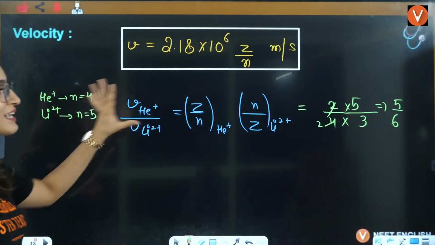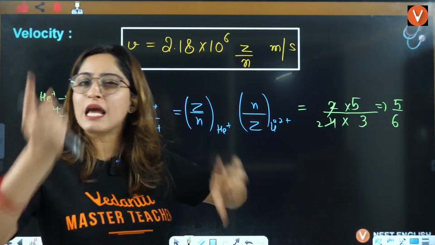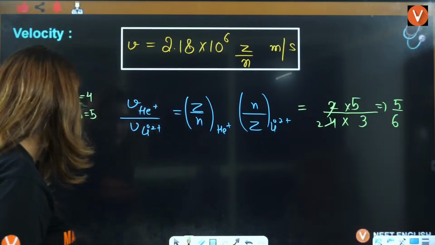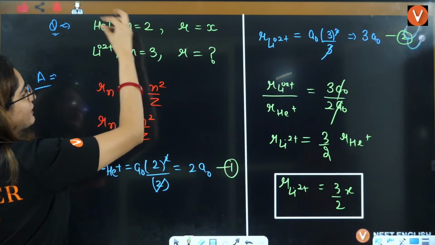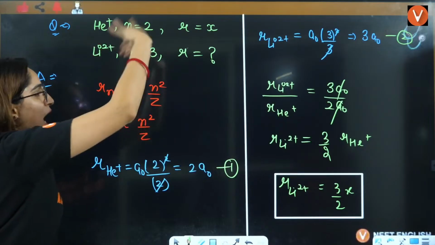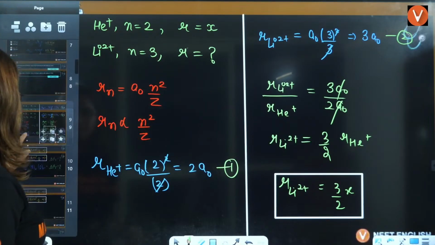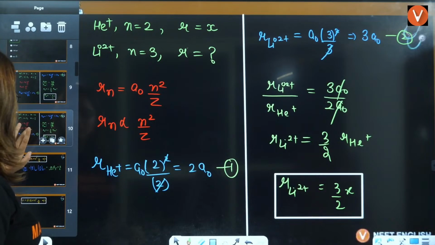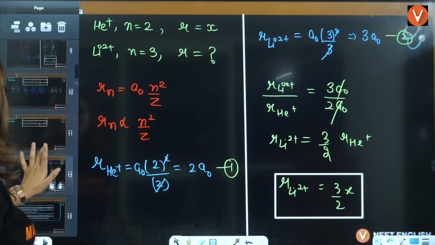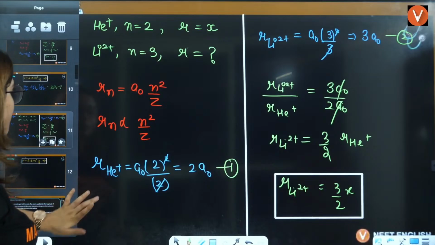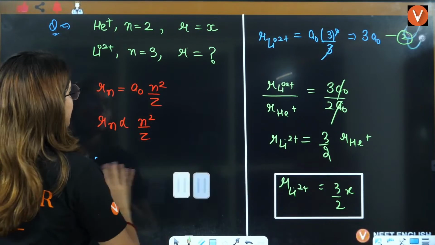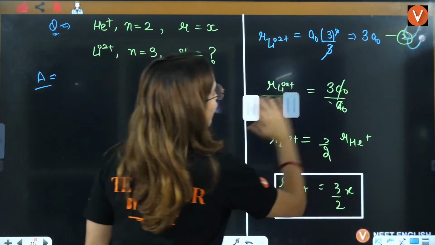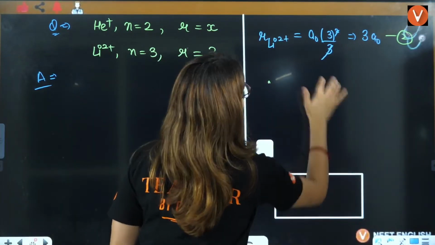Now, can they ask you in velocity the same kind of question that we have done for radius? For example, they give you for helium, this is orbit number. For lithium, this is orbit number. Now, calculate the velocity. Can I do this similarly in case of velocity also, guys? Let's do it. Okay, let's do it. What is velocity? Okay, let's solve this.